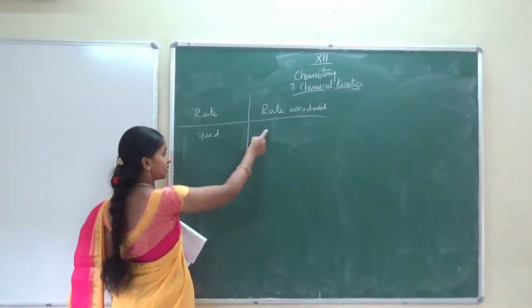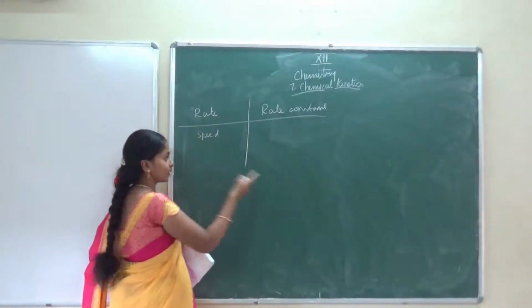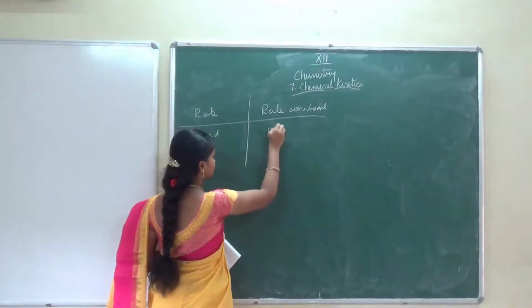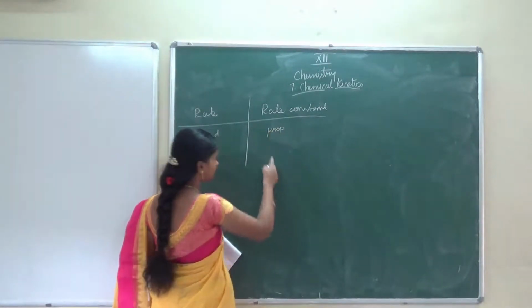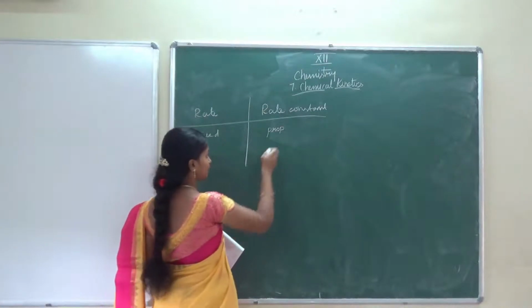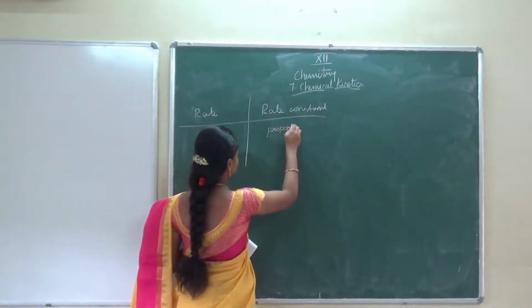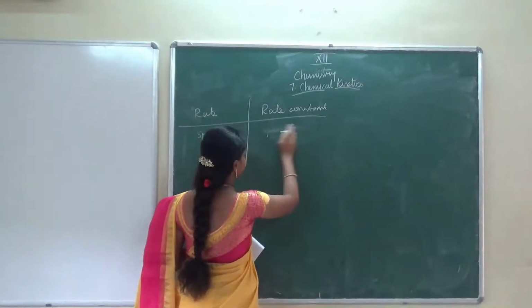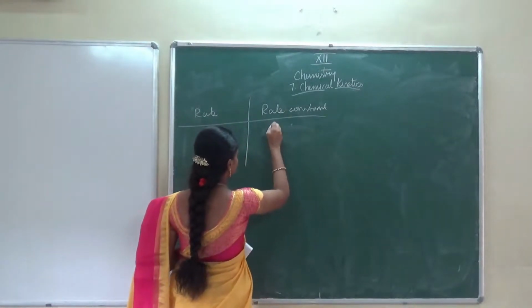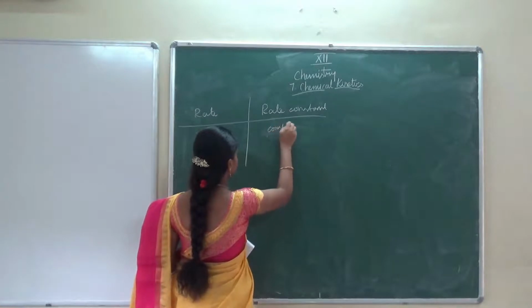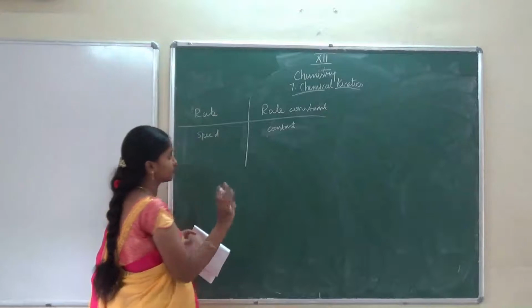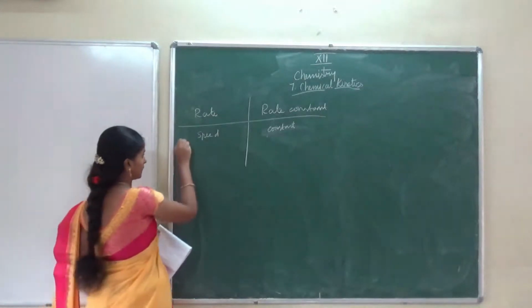So the rate constant is simply a constant. It is nothing but a proportionality constant. In order to remove the proportional sign, here we are using the constant. Proportionality constant. Simply, we can write constant. Rate constant is simply a constant value. Then the next one here.